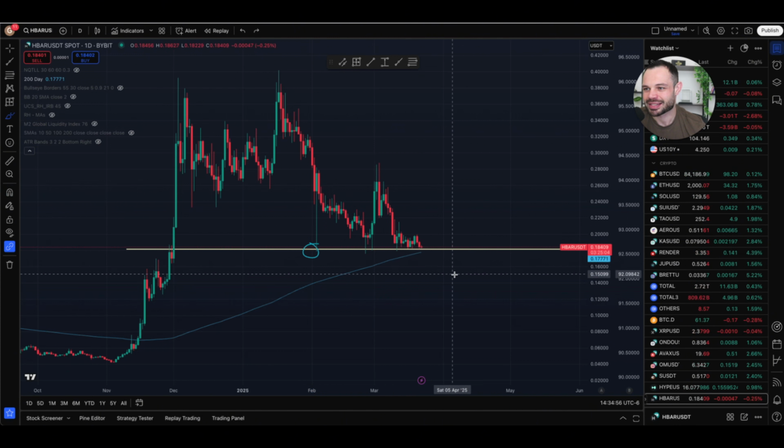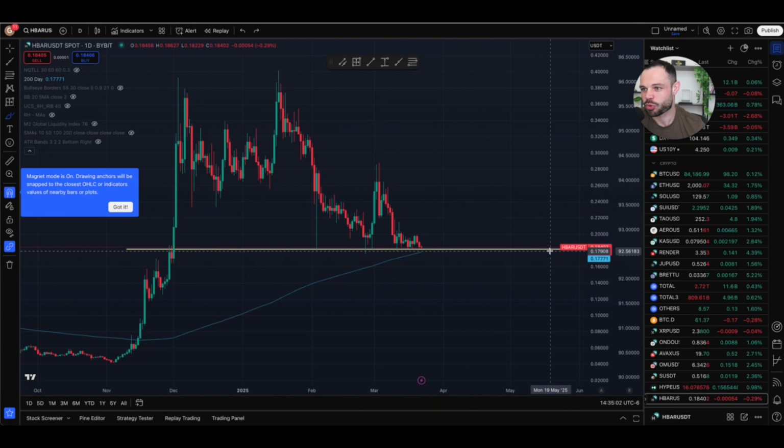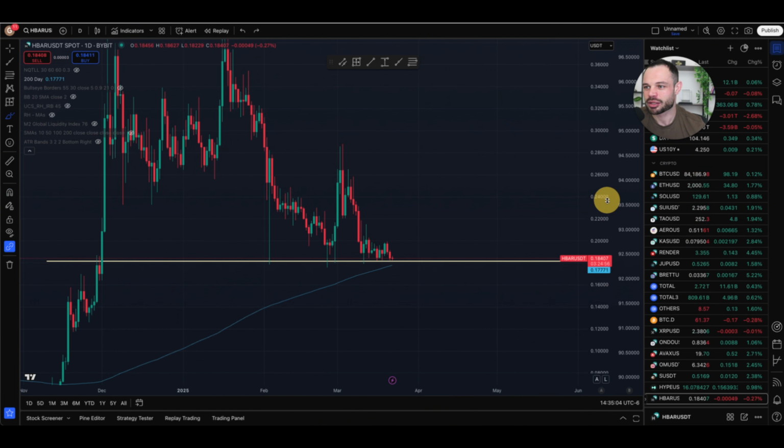And again, for the past 7 to 10 days, we've been consolidating above that particular support level. And you can see that we're getting closer and closer to the 200-day moving average. And I would like to see this holding for Hbar in order to secure it as a key level of support. So hopefully it can continue consolidating and possibly then begin to move higher.